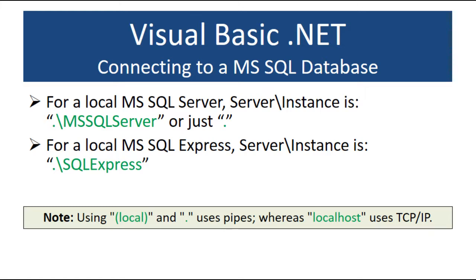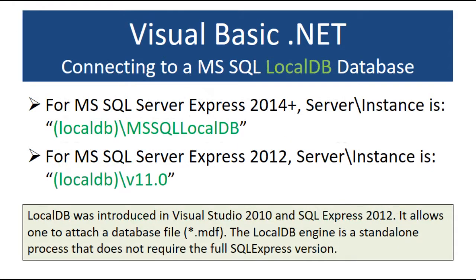Or we could key in localhost instead of the dot, and that is actually using the IP address of 127.0.0.1. So we can test our TCP/IP access or our access through the pipes mechanism to access our Microsoft SQL Server. Now, if we're accessing a LocalDB, it's a little bit different, and it depends also on the version of Microsoft SQL Server that you have installed.